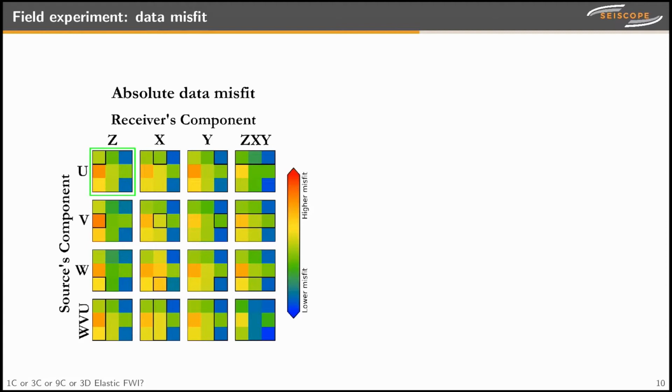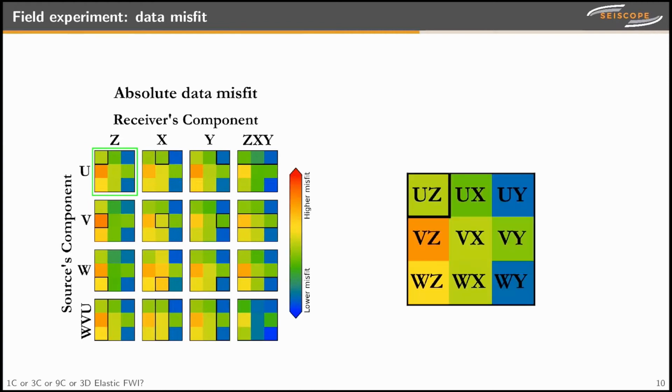When we look at the data misfit, though, it's a bit complicated because there is just too much information, but we decide to represent the data misfit by color. In this case, the red color means the higher misfit and the blue color means the lower misfit. I will take one example of the FWI using UZ component, so this particular FWI. By using UZ component, you can see that the component which is taken into account for the FWI is given by the bold border here, and you can see all the 9 different components. All of this represents the absolute data misfit from each component.